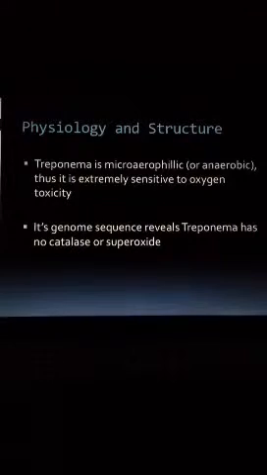Another interesting thing about Treponema is that it is microaerophilic, or almost anaerobic. Thus, it is extremely sensitive to oxygen toxicity. Its genome sequence revealed Treponema has no catalase or superoxide dismutase. These enzymes are responsible for converting toxic forms of oxygen to less toxic forms, and this explains why the bacterium is very sensitive to oxygen toxicity.